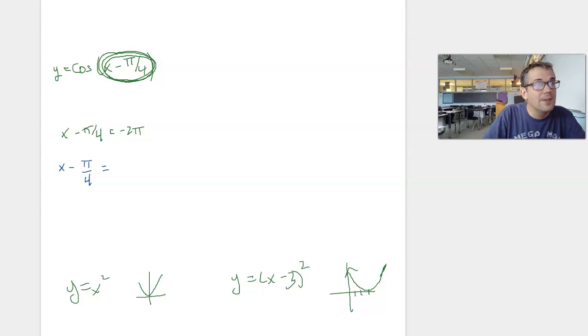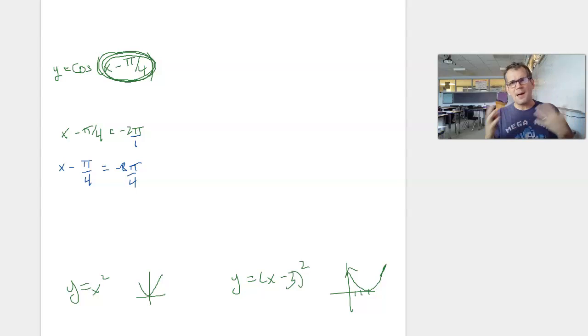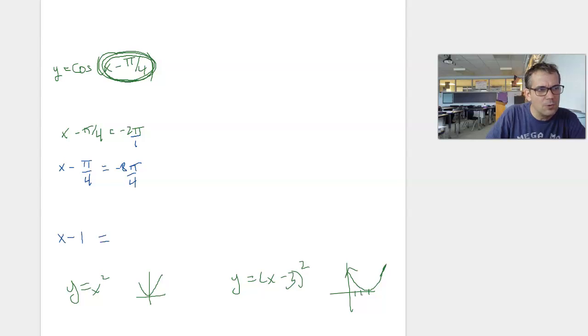And if I were to write this with a denominator of 4, I would, of course, multiply top and bottom by 4. So that'd be negative 8 pi over 4. And don't let these pi's and 4's and all that stuff psych you out. Basically, ignore all the things that are the same. This is no different from us working with x minus 1 equals negative 8. It just happens to be a negative 1 pi over 4 and a negative 8 pi over 4.